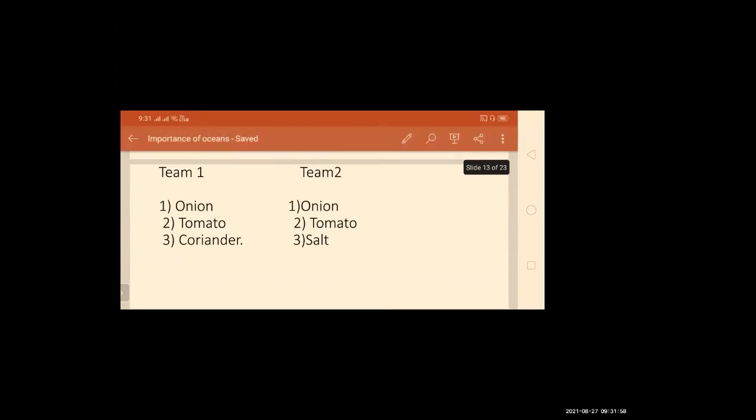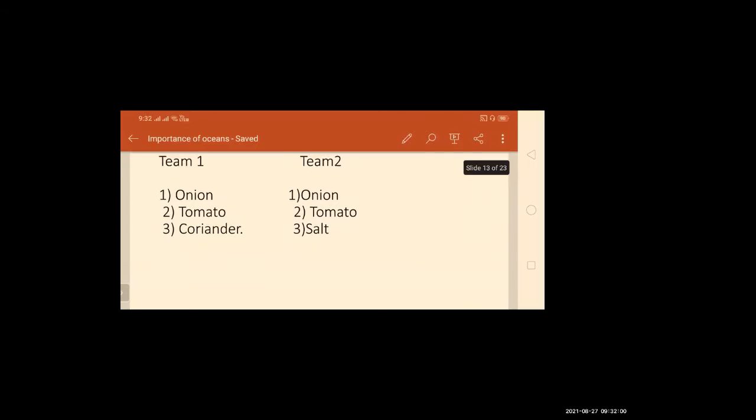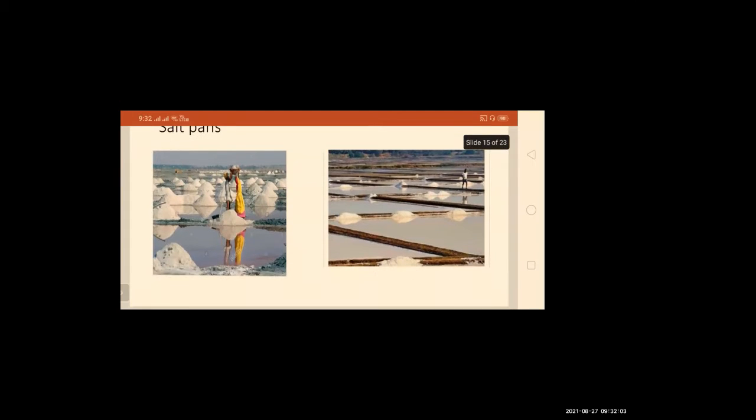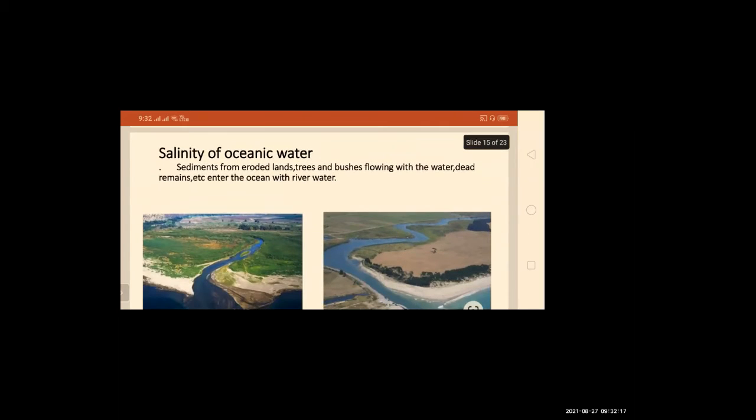Then we have seen the importance of salt in our day-to-day life. How do we obtain salt? We obtain salt from seawater with the help of the evaporation process, and these are the salt pans. Then we have learnt about the reasons behind the salinity of oceanic water. Salinity means the proportion of salt present in the ocean water. That is called salinity. The unit to measure salinity is mils, and the average salinity of the ocean is 35 mils.